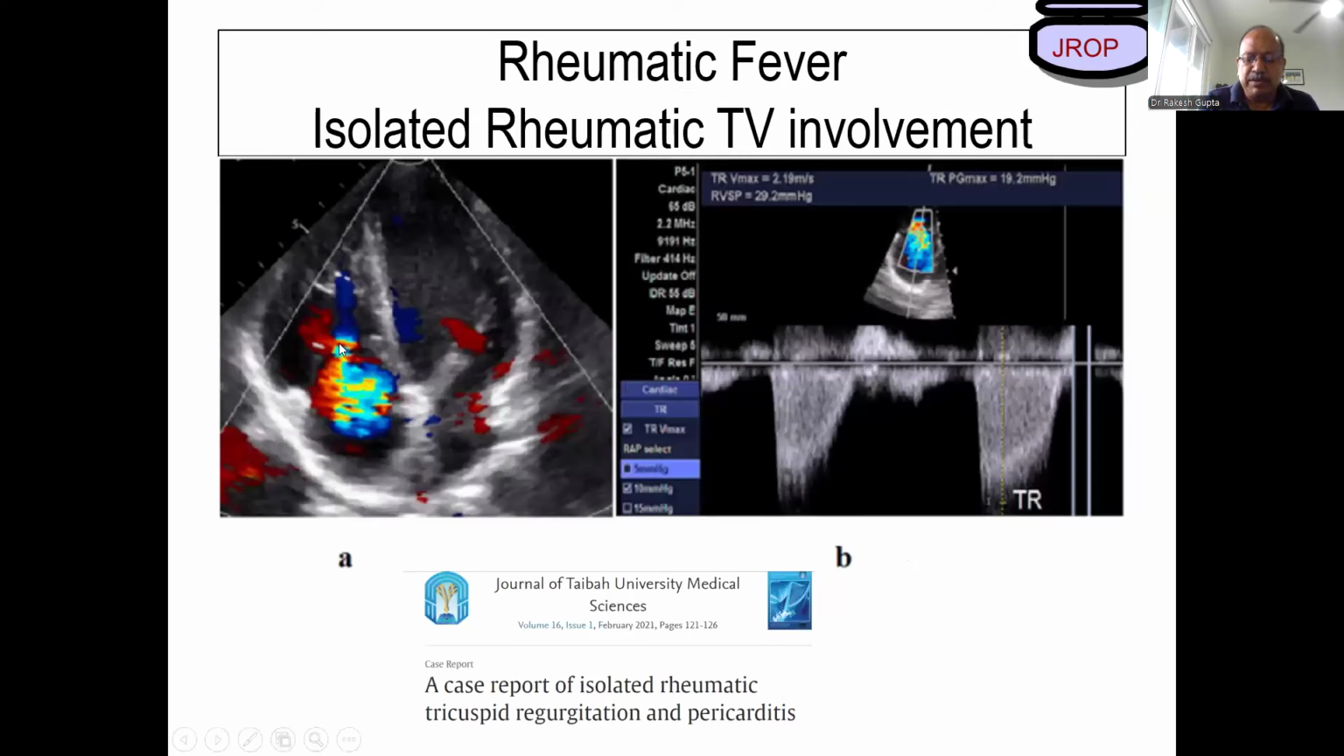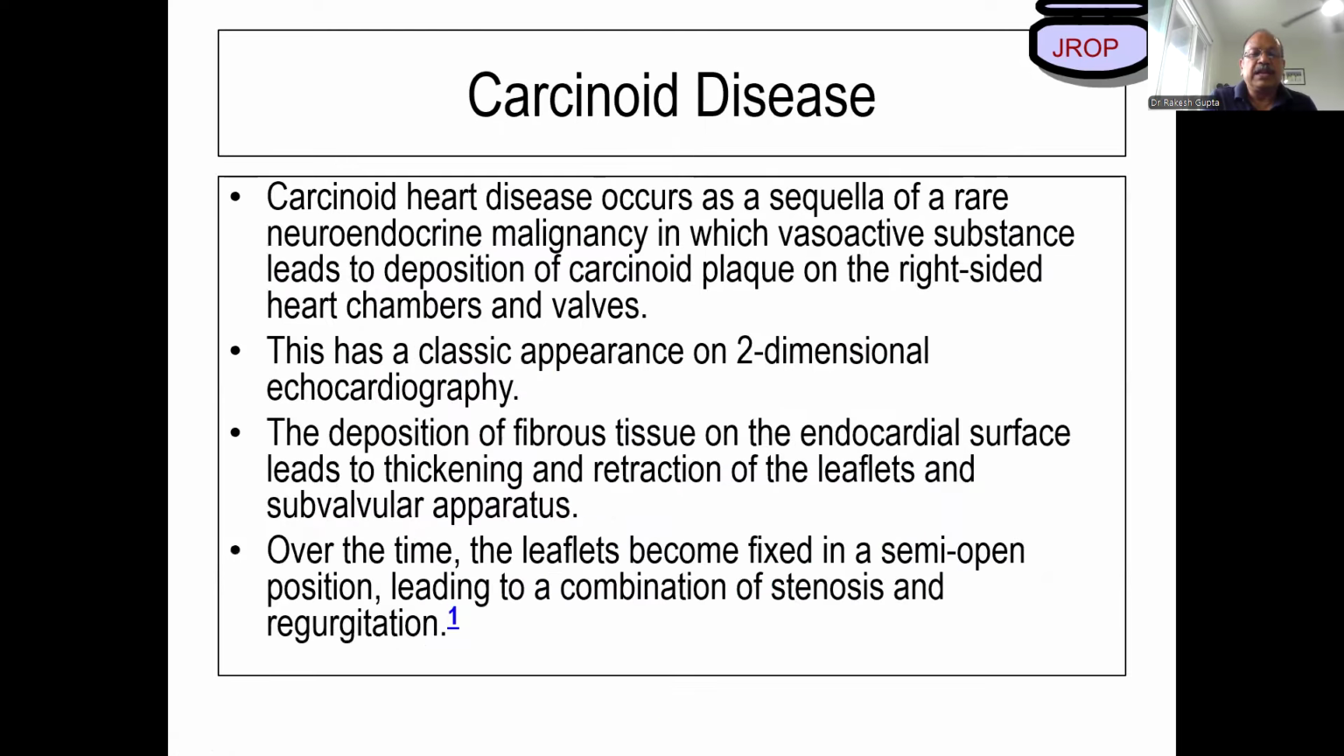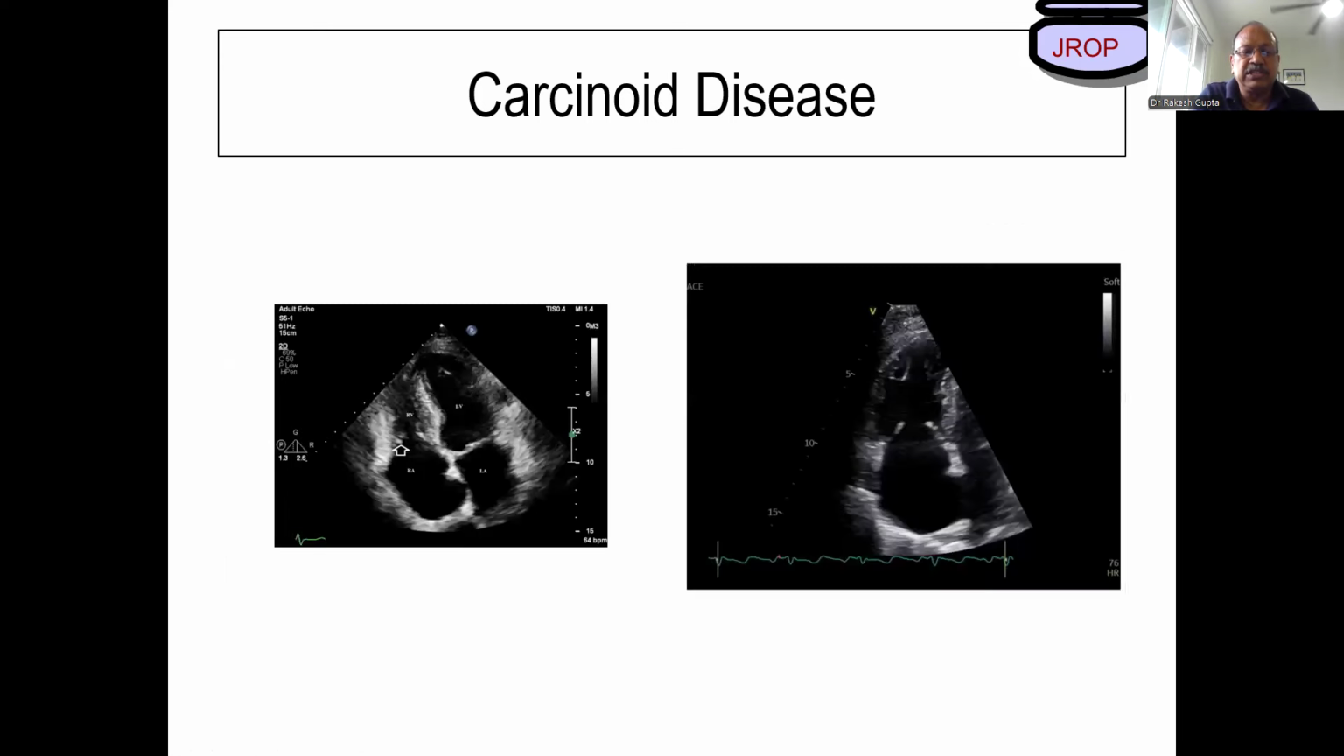Carcinoid is a very important condition, which is a neuroendocrine malignancy in which vasoactive substances lead to deposition of carcinoid plaque in the right heart and its chambers. It has a classical appearance on two-dimensional echocardiography. The deposition of fibrous tissue on the endocardial surface leads to thickening and retraction of the leaflets and subvalvular apparatus. Over a period of time, the leaflet becomes thick and fixed in the semi-open position, leading to a combination of stenosis as well as regurgitation.